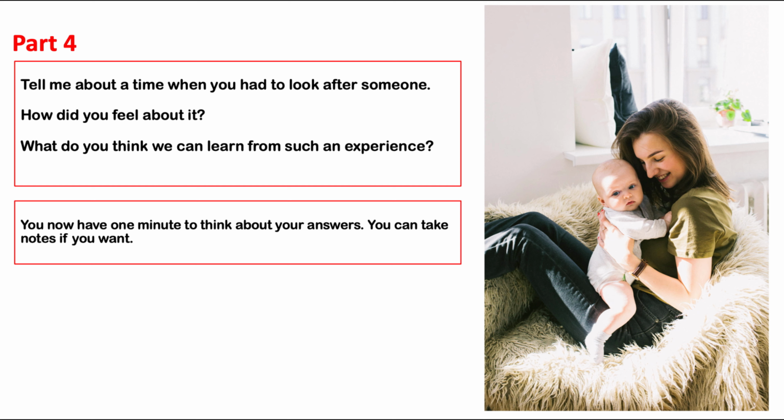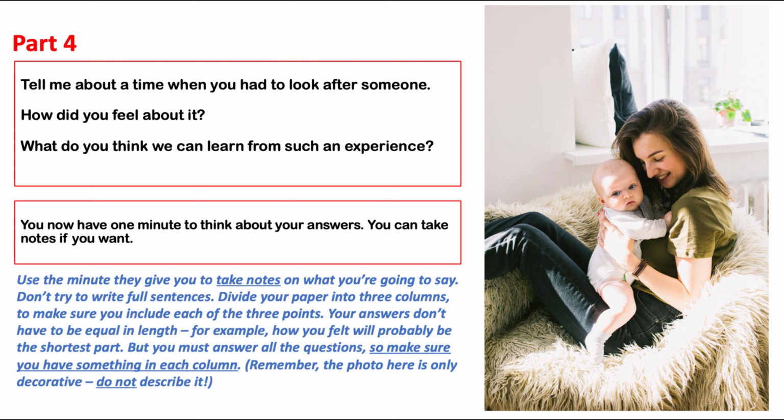You now have 1 minute to think about your answers. You can take notes if you want. Use the minute they give you to take notes on what you're going to say. Don't try to write full sentences. Divide your paper into 3 columns to make sure you include each of the 3 points.